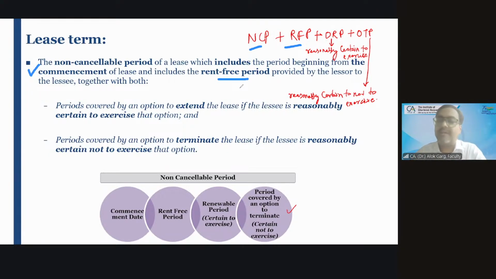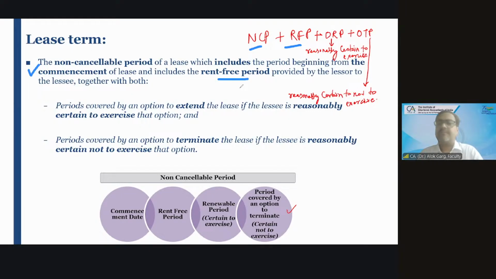It is reasonably certain. So friends, in this case, 1 year was the rent-free period, 3 years is the non-cancelable period, and 2 years is the renewal period. Whether it has to be taken into consideration of lease term? Yes, sir. Answer is Yes. The optional renewal period is also required to be added if the lessee is reasonably certain to exercise the renewal option. Plus optional termination period. What is meant by optional termination period?